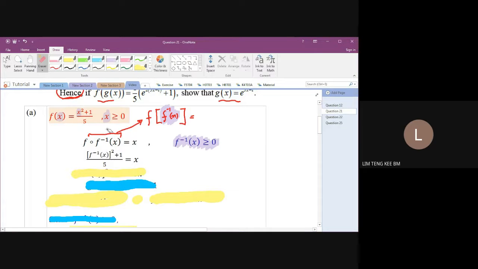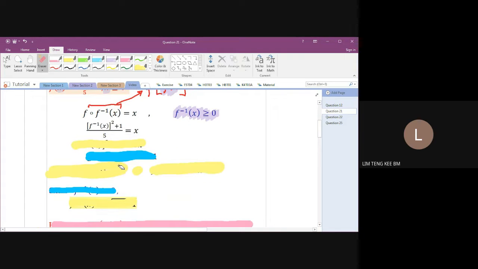As I said just now, the composite idea is that we substitute the inverse inside the position that comes with x. So this is the result I have when I substitute the x with the inverse. Make sure you write properly: bracket the whole inverse, and then you square. Next, we rearrange the equation to find out what our f inverse is. First, I multiply both sides by 5 because I want to get rid of the denominator 5. Then I want to get rid of this plus 1 here, so I minus 1 on both sides.